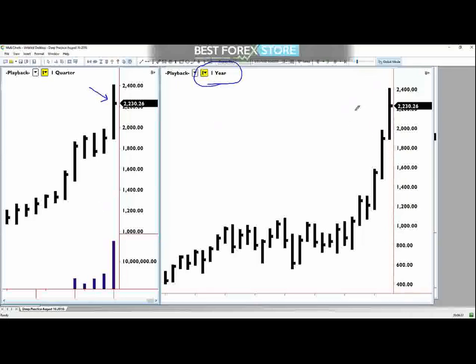But what do we see on the yearly, and what do we see on the quarterly? And what does that suggest here? Just looking at these larger time frames, quarterly and yearly. What do you all see?